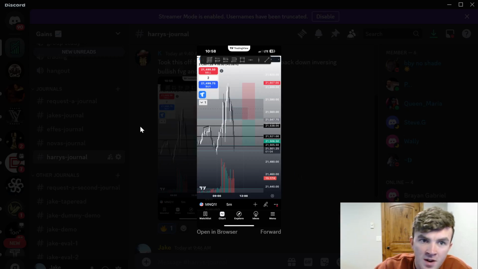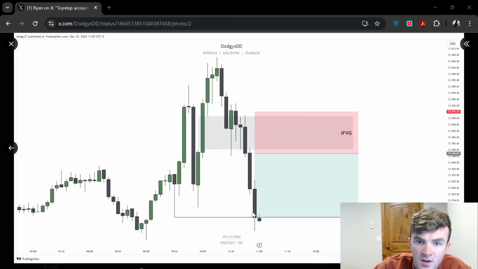So excellent job by both Dodgy and Harry. Dodgy put his stop loss here, I guess above this candle, but typically I put mine above the old fair value gap candle, and then target these 2 lows here. And you can see this was good because we swept out this high and then closed below, and you just have these lows here.